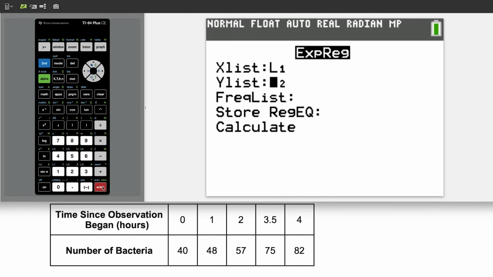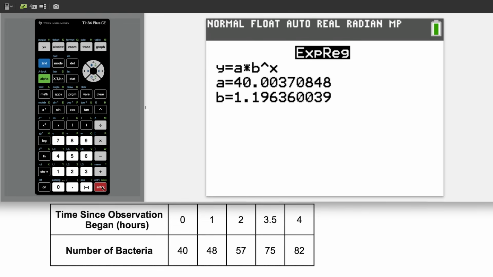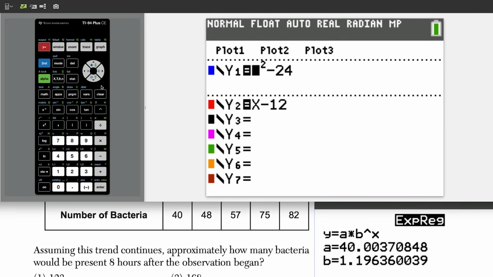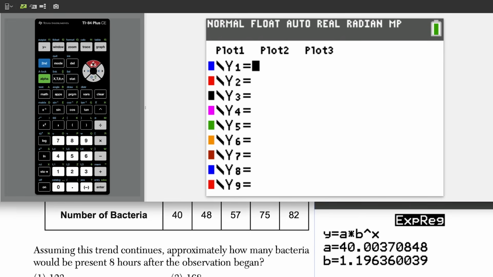So I just press enter all the way through calculate, and here's the values that we need. So I'm just going to use this screenshot here of the values so that we could just type this into the y equals now. So in the y equals, I'm going to write in for A, we have 40 and then 0.0037. So I'll write up to, let's say, 4 decimal places. This will be plenty accurate for us.